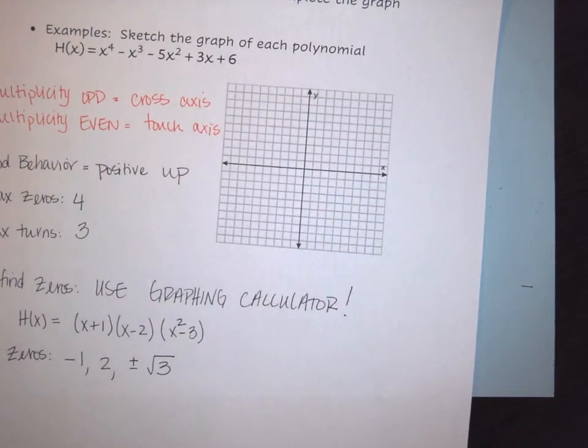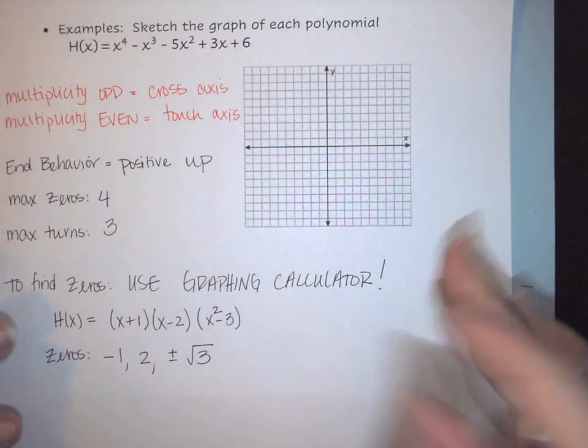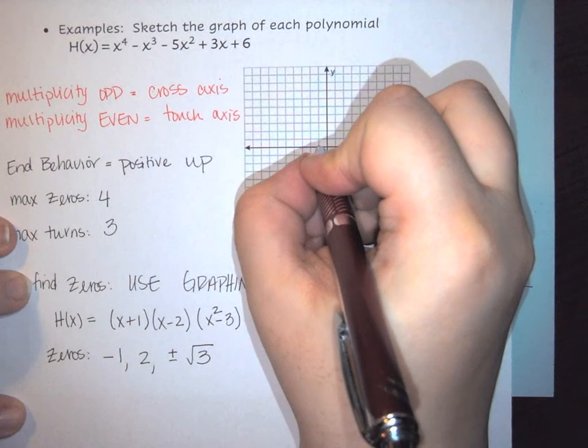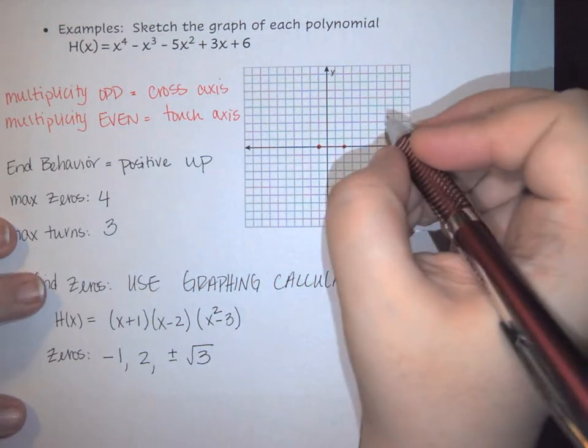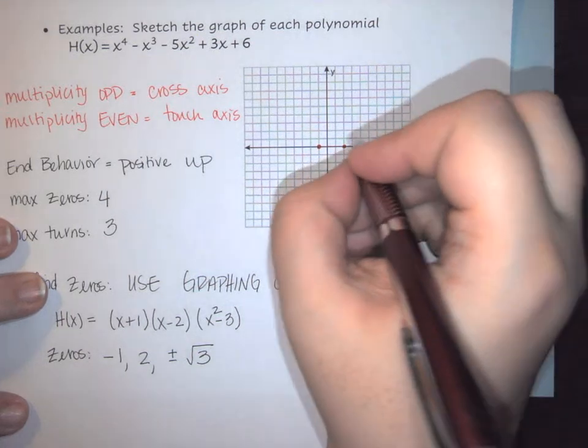Once we do that, we can actually start graphing. So we've got -1, we have 2, and then we have plus or minus the square root of 3.